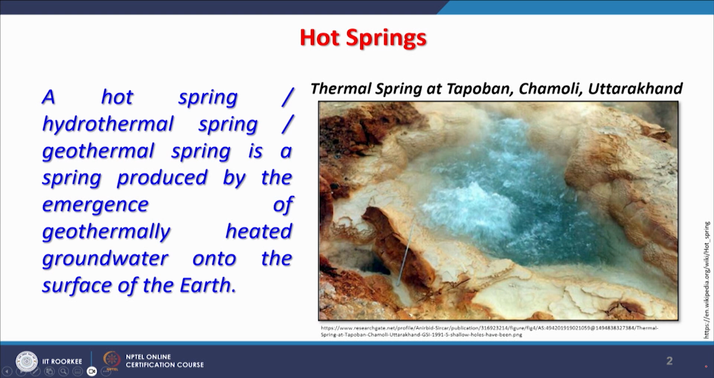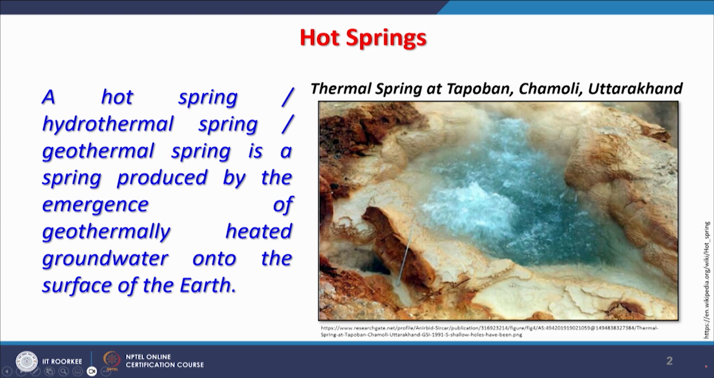One example of a thermal spring at Tapovan in Chamoli district of Uttarakhand is shown here, and you can see that the water is boiling when this photograph was taken. These are perennial springs, all the time. The water is coming onto the surface almost at boiling temperature, and then it flows downstream. So, these springs are produced by the emergence of geothermally heated groundwater onto the surface of the earth.